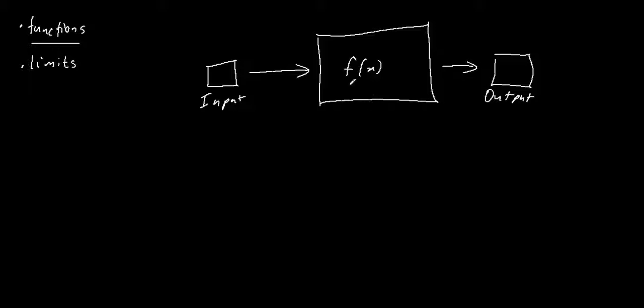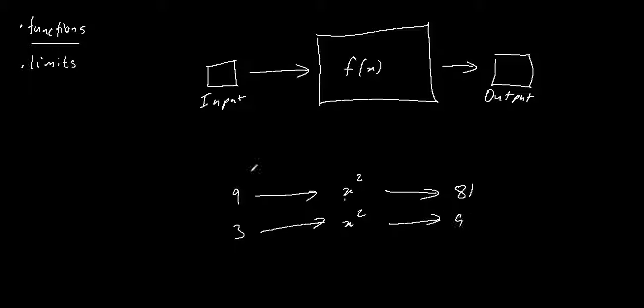Imagine I give an example. If my f of x is, in this case, x squared, and I give it an input value of 9, that means I would have to compute 9 squared, and then my output would be 81. And if I had 3, then I would put it into x squared, so that's my function, and I just get out 9. So I would represent this as: if f of x is equal to x squared, that means f of 3 is equal to 9. So this is my function.